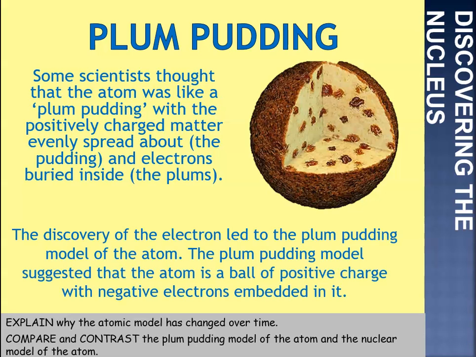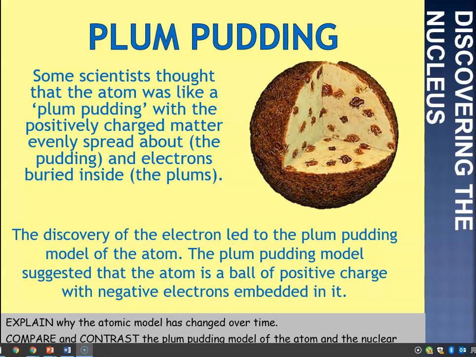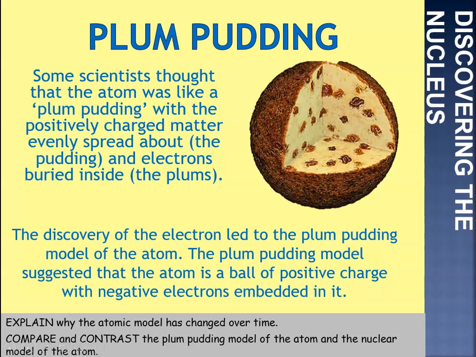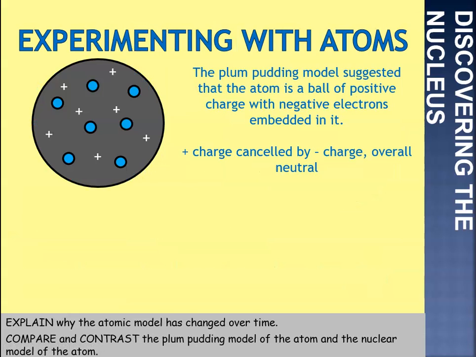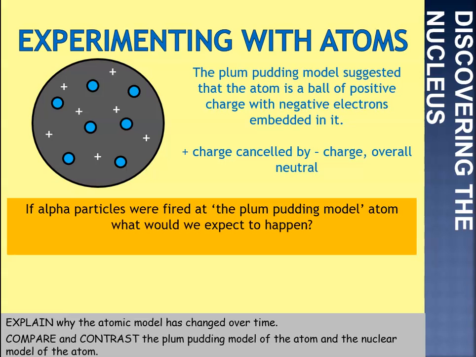So as we can see, the plum pudding model suggested the atom is a big ball of positive charge with negative electrons embedded in it. And we thought that for quite a while. We needed, again, some experiments that would prove that that's the case. So, we did an experiment with these atoms. We stated that the plum pudding model suggested the atom is a ball of positive charge with negative electrons embedded in it. The positive charge of the dough overall was cancelled out by the negative charge of the electrons, so overall it was neutral.